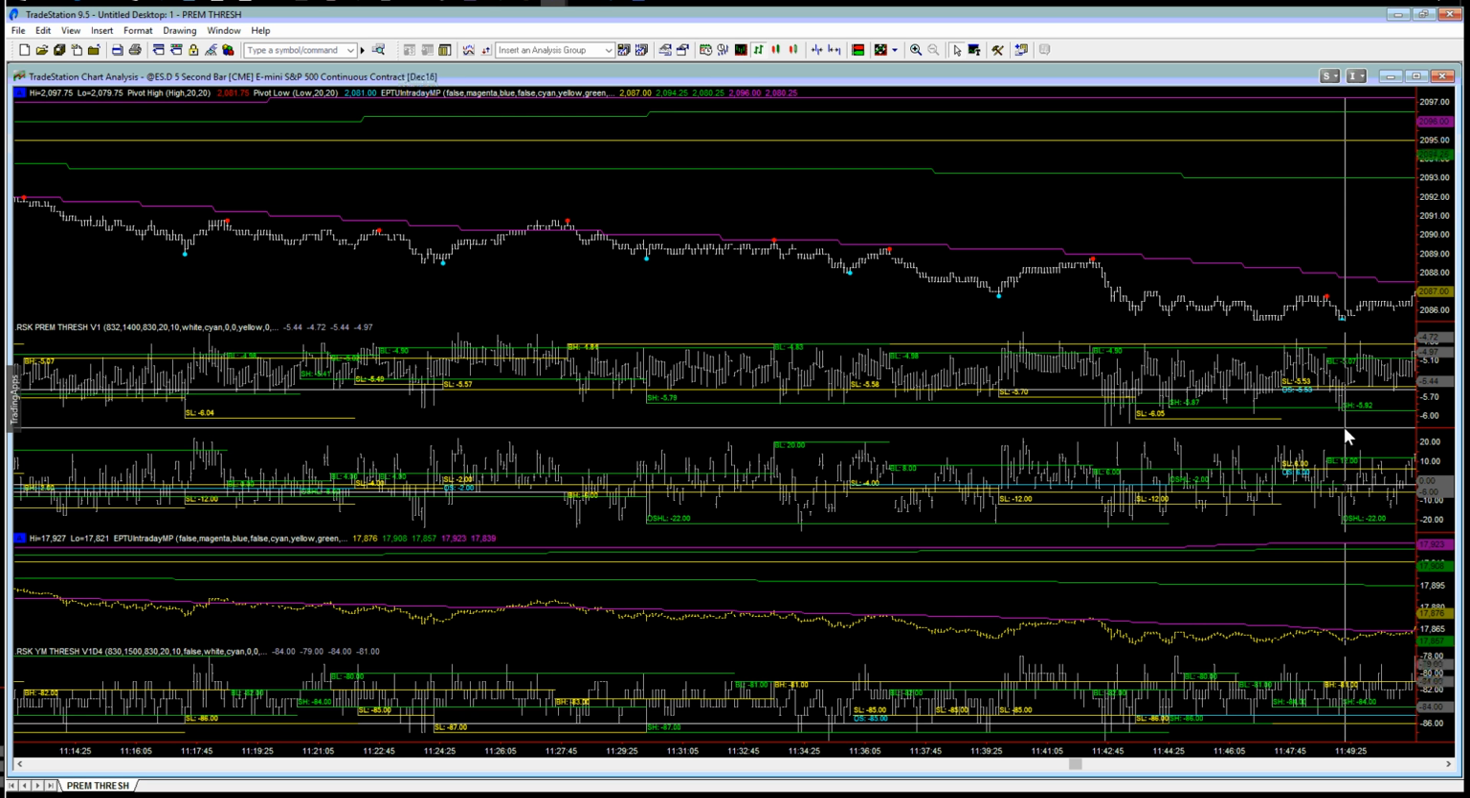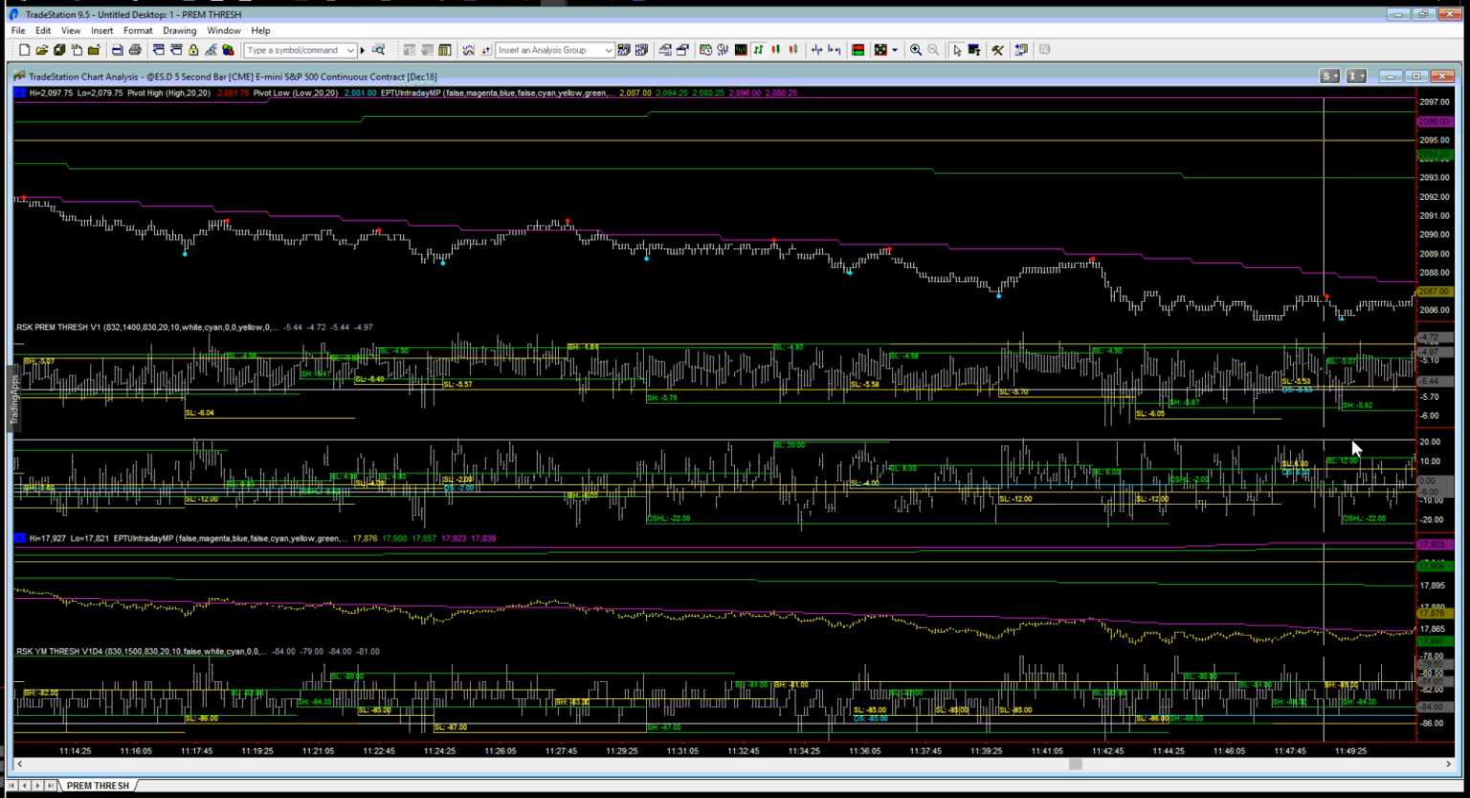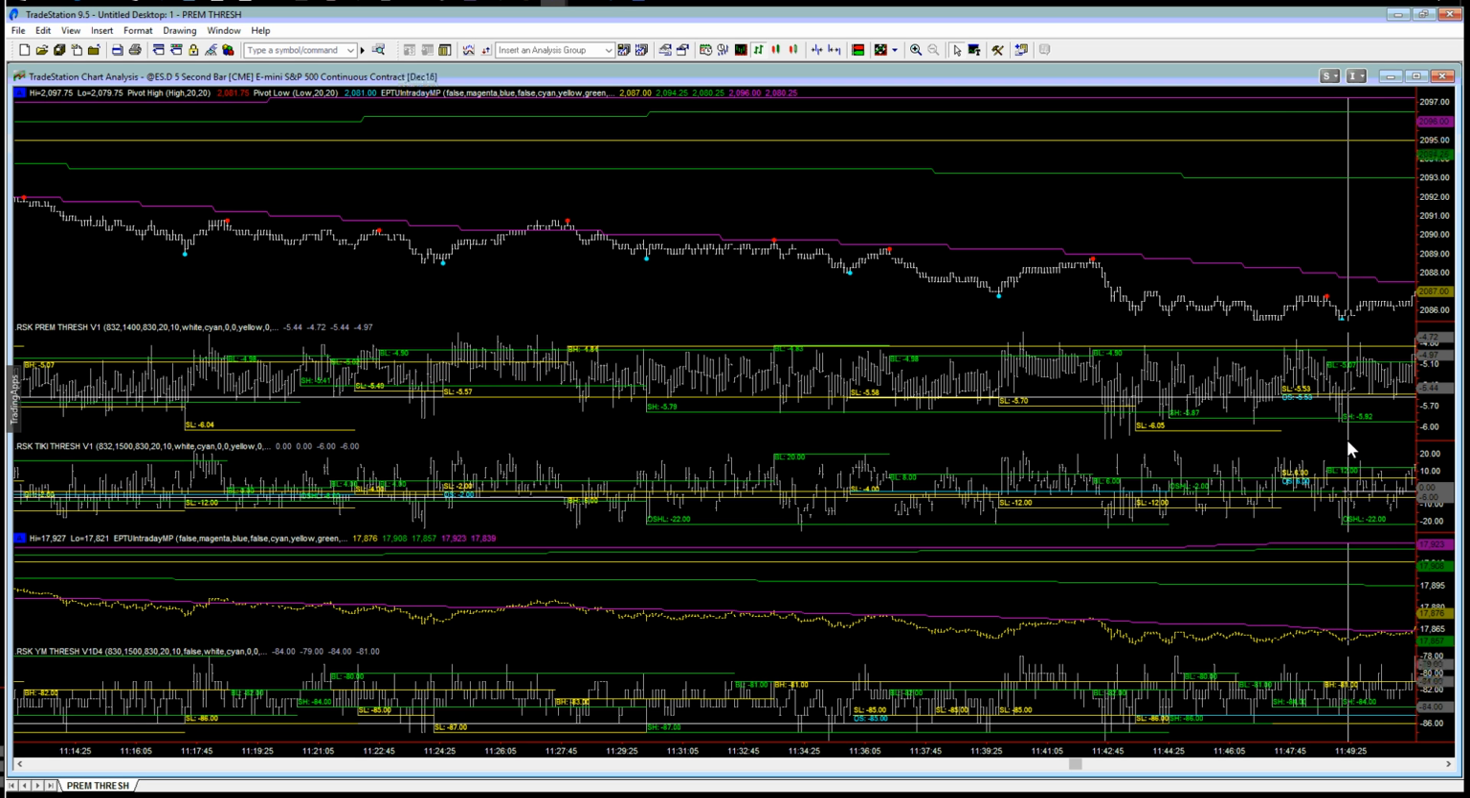This move up, right in here, is going to be met with resistance and a divergence, more than likely, as it moves up into this descending lower value area.